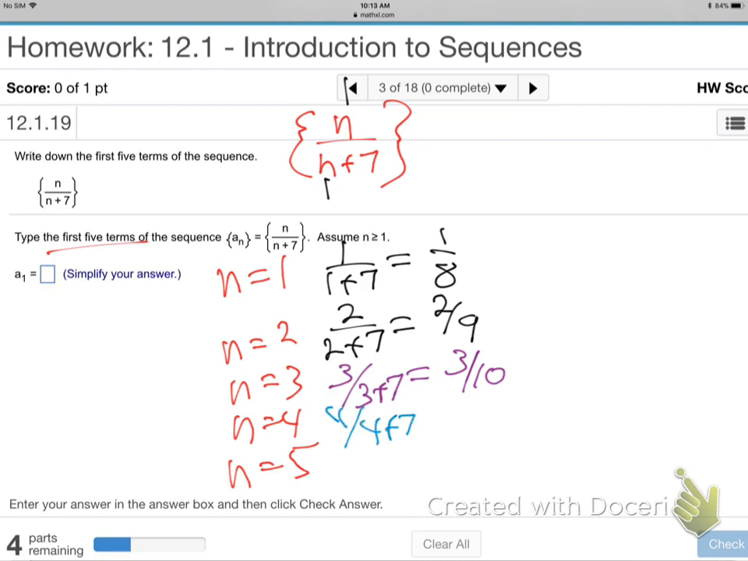Plug in 4. 4 over 4 plus 7. And what's that? 4/11. And plug in 5. 5 over 5 plus 7. 5/12. So there we go. There is the sequence. There are the first 5 numbers that formula produces. They're just saying that formula produces which first 5 numbers. So that's what this section is about. Formulas that produce a list of numbers. Good so far? Just plug in 1, 2, 3, 4, 5.